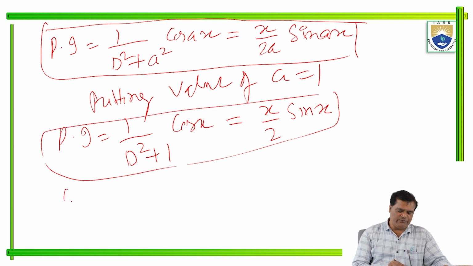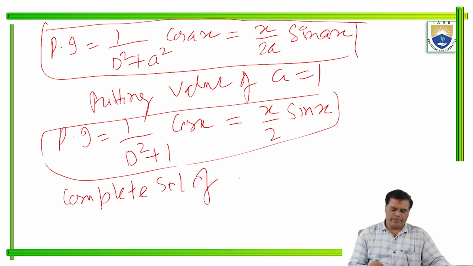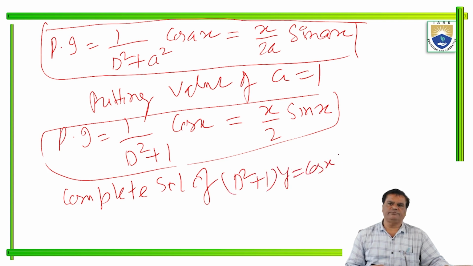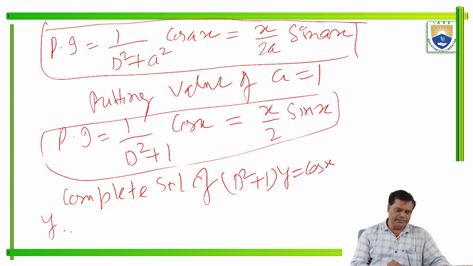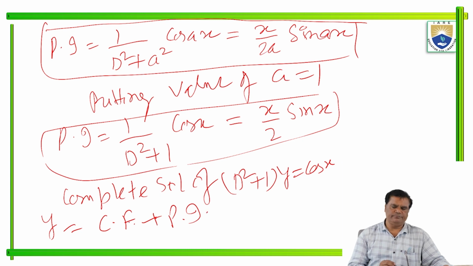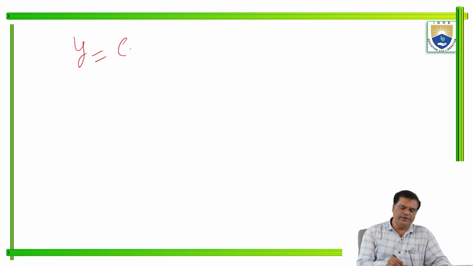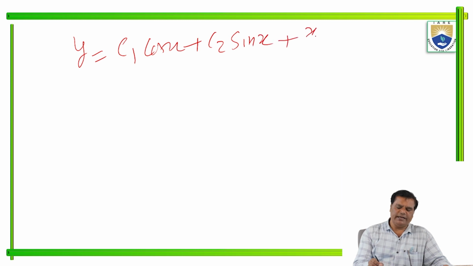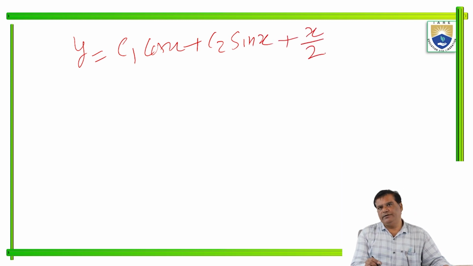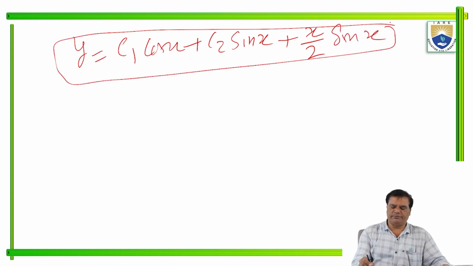Now the complete solution of D square plus 1 into y is equal to cos x. So y is equal to CF plus PI, the particular integral. So y is equal to C1 cos x plus C2 sin x plus x upon 2 sin x. So this is the complete solution.